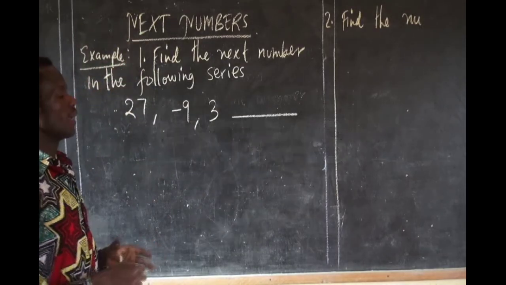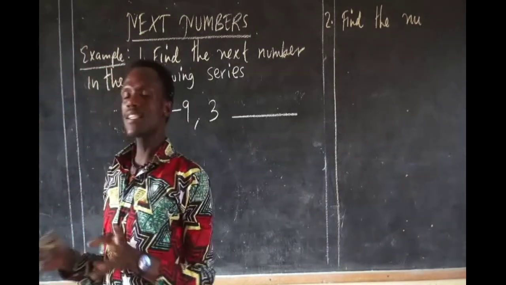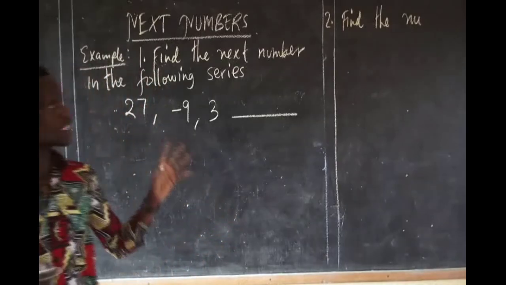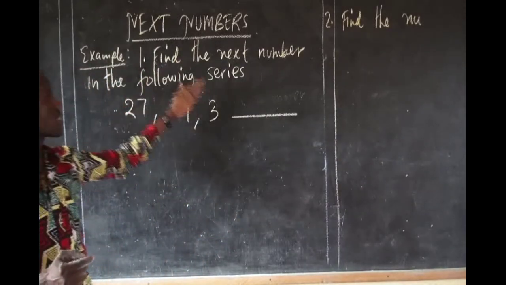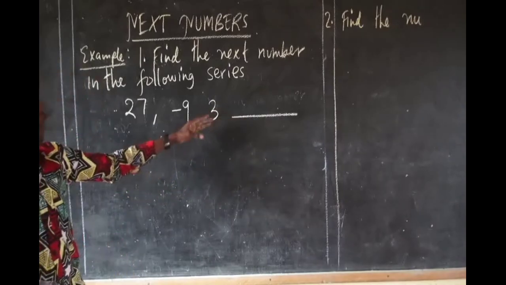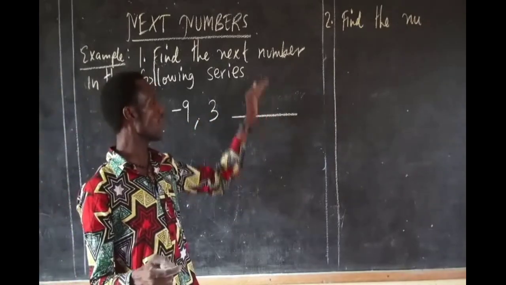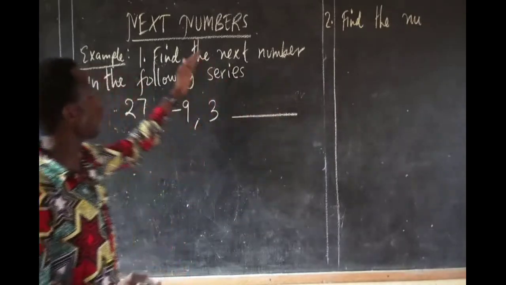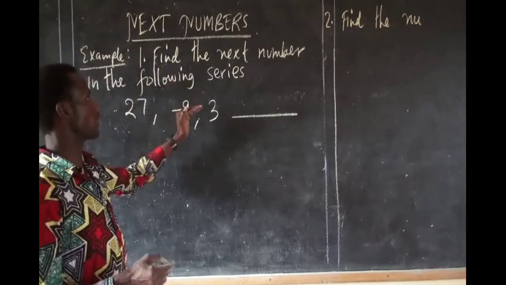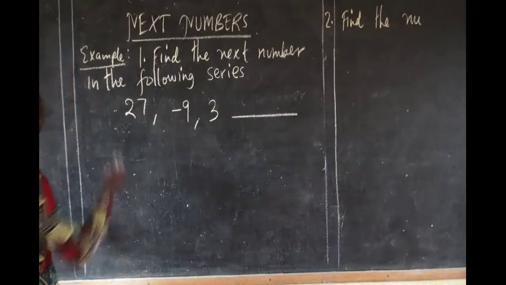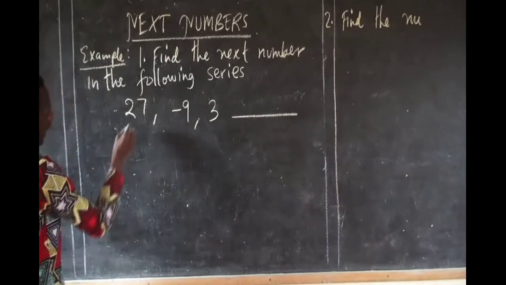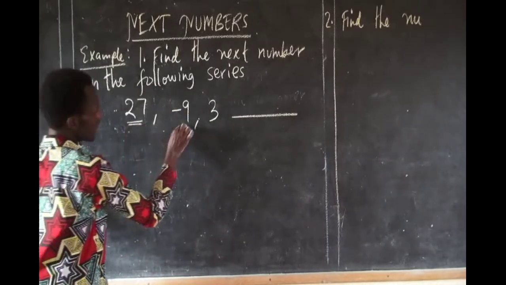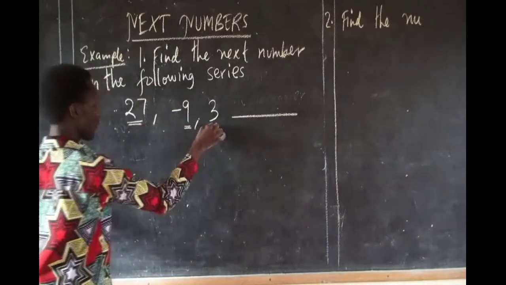There is no rigorous or specific formula that is definitely used to find the next number. But we know how to calculate the next number according to the question you've been given. Example: find the next number in the following series. We have 27, -9, 3.